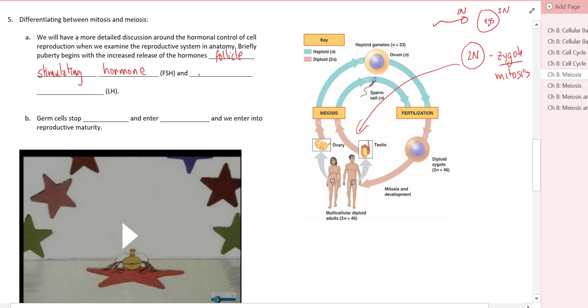The other hormone is luteinizing hormone, which plays a little bit bigger role in your secondary sex characteristics, making boys boys and girls girls.